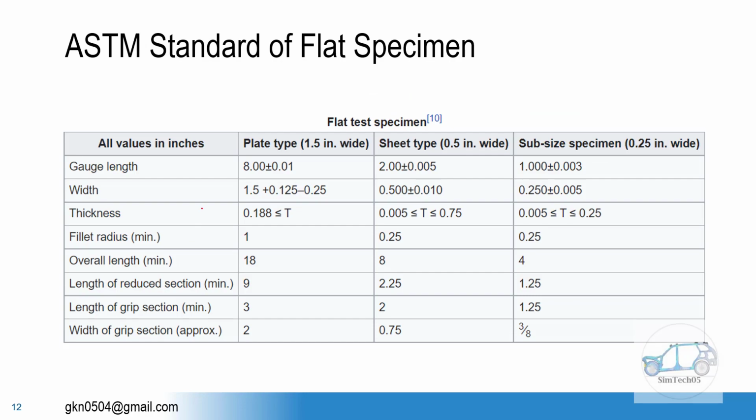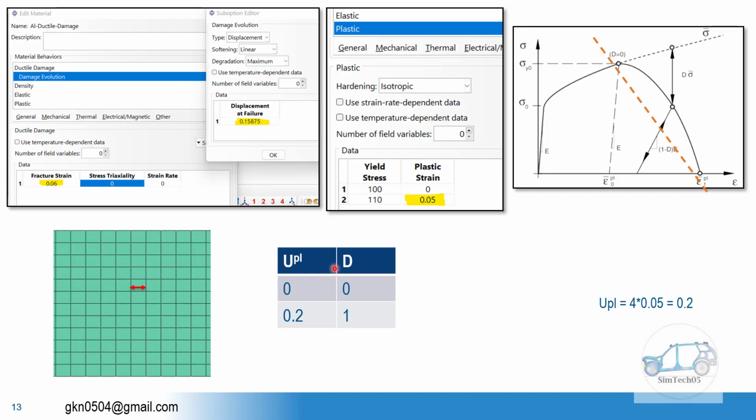These are the standards I considered for the tensile specimen, which is actually a flat plate with some gauge length and thickness. If you want to practice, you can follow those standards. And this is the summary: we have the material parameters and the damage evolution parameter. These are the values of the damage evolution parameter. Fracture strain plays an important role, and the plastic strain plays an important role. In the next video, we will discuss those two points.